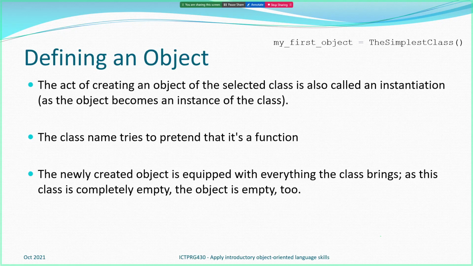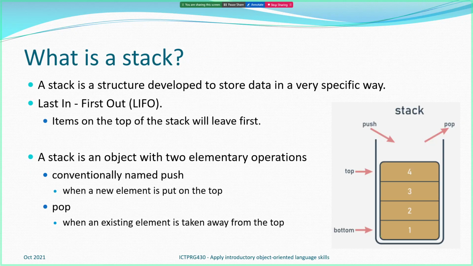So if your class is empty, your object is basically empty. Your object inherits those properties from the class. So it's a quick way of duplicating things.